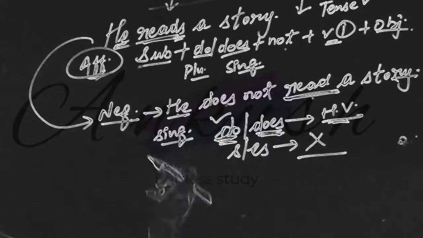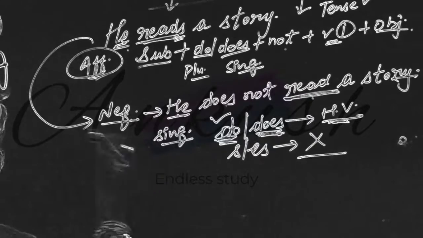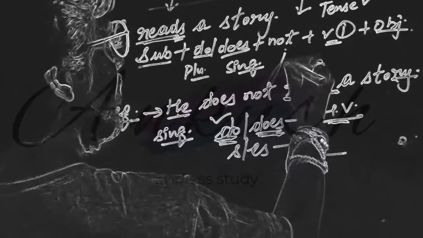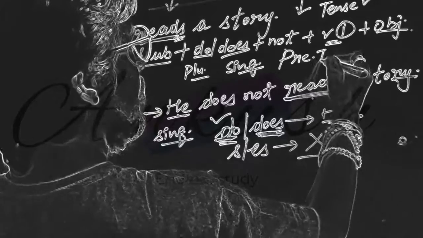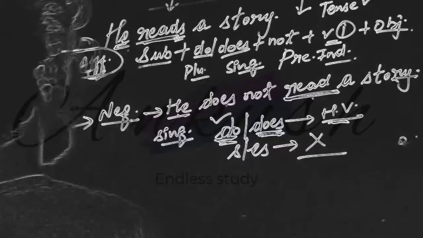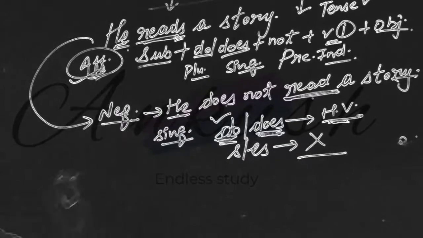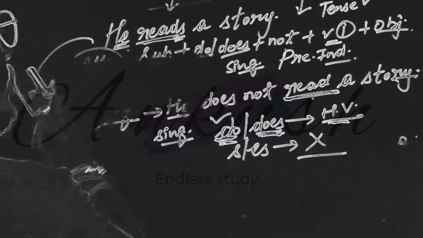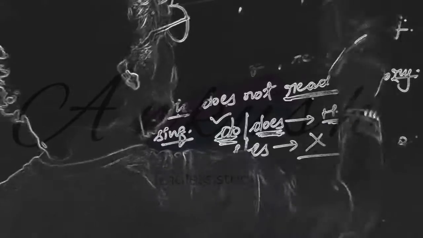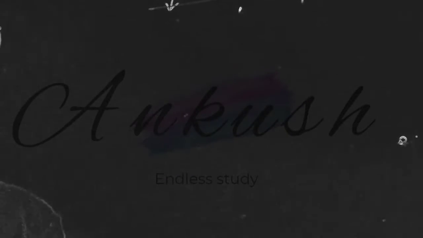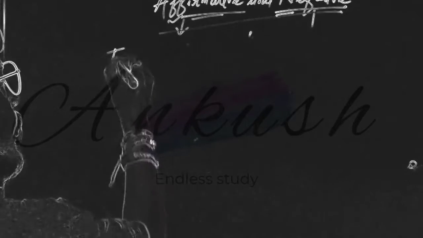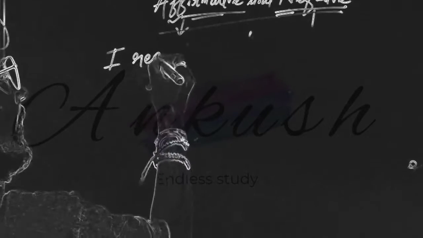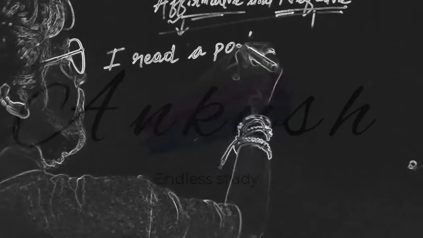So this was the conversion of affirmative sentence into negative when it was in the present indefinite tense. So this was the affirmative and this was negative. Now we take one example which is going in past indefinite, because the rule is somewhat different in past indefinite. Before we go into past indefinite, we take one more example and it is somewhat different from that. I read a poem.